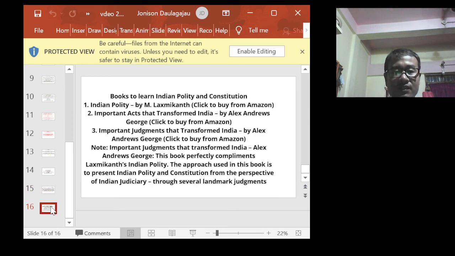Books to learn for Indian polity and constitution. So, Indian Polity by M. Laxmikant, Important Acts that Transformed India by Alex Andrews George, Important Judgments that Transformed India by Alex Andrews George.